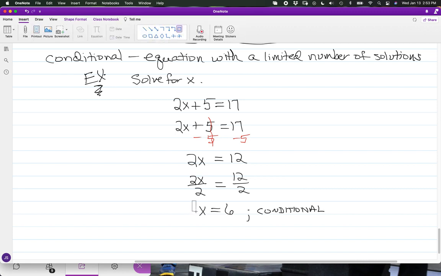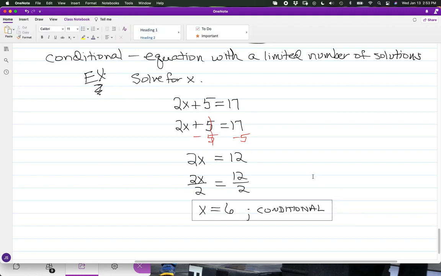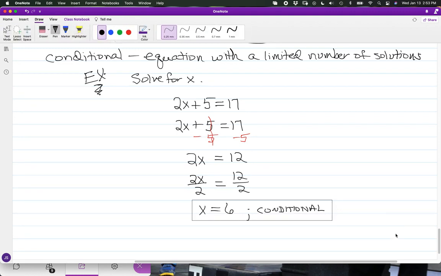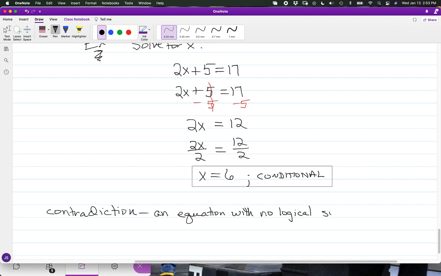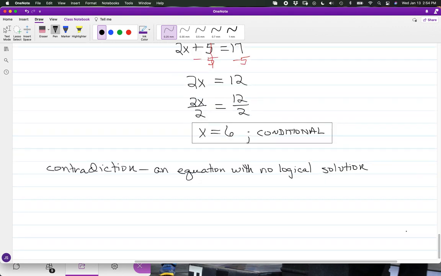Now, in the next category we have a contradiction. Now, a contradiction is going to be an equation that has no logical solution. Okay, so you're trying to avoid inconsistencies.